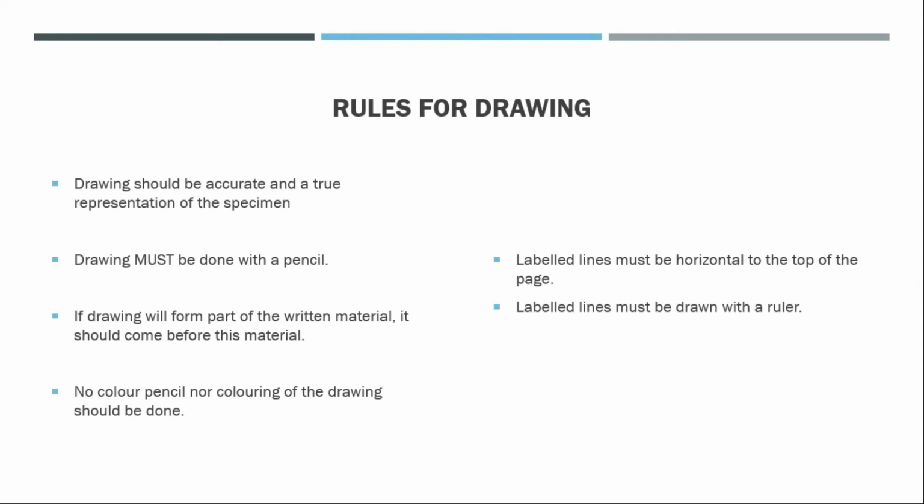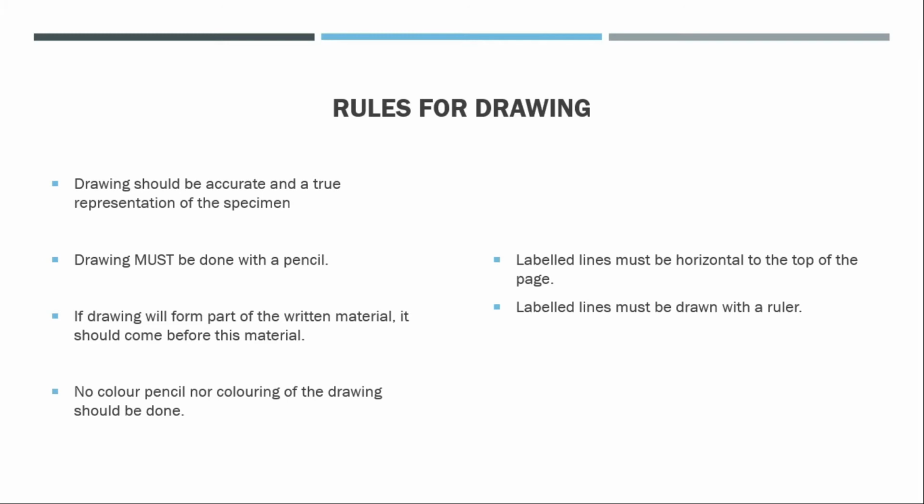You should not be using any color pencil for drawing unless you're doing a diagram that probably shows a flow. It's not a drawing but a diagram. So if you're looking at the circulatory system, probably you want to put a little color in that if it is a diagram. But if it's going to be marked as a drawing, you should not use any form of color or coloring.